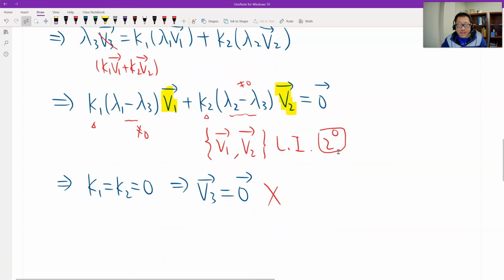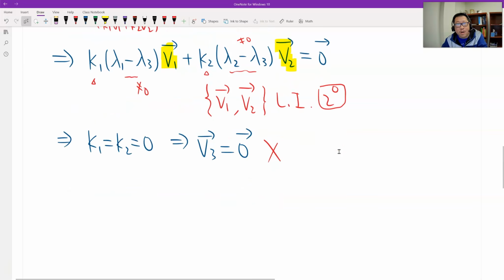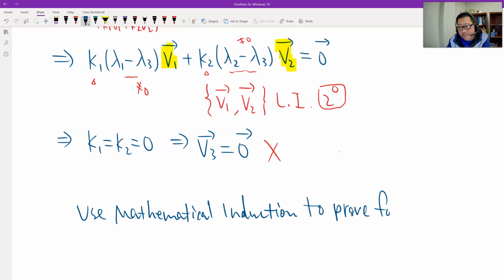That's 3, and the same for 4, 5, 6, or you can use mathematical induction. I just leave this for you.